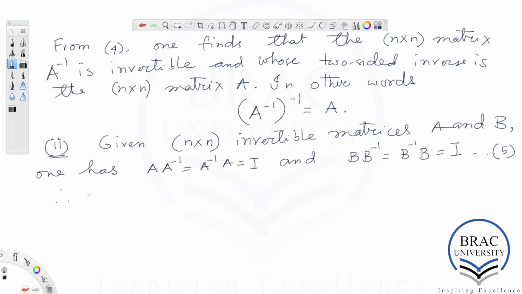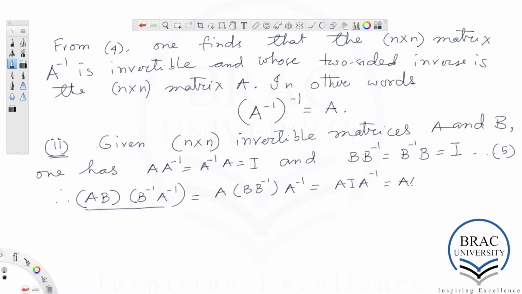Therefore, we can write A B times B inverse times A inverse. Now we apply the associativity of matrix multiplication to write it as A times, we group B and B inverse together in this expression, and then we have A times I times A inverse, from which we have A times A inverse, and A times A inverse is equal to I here.